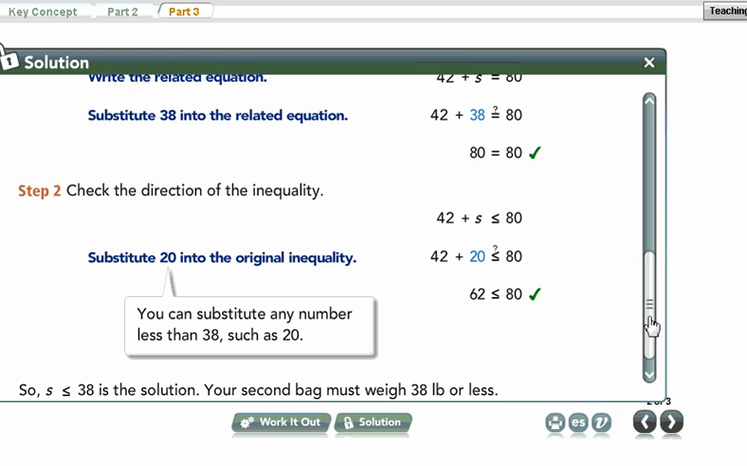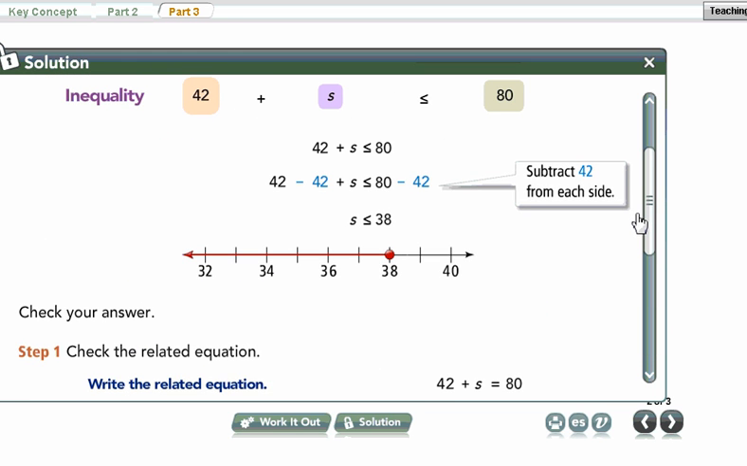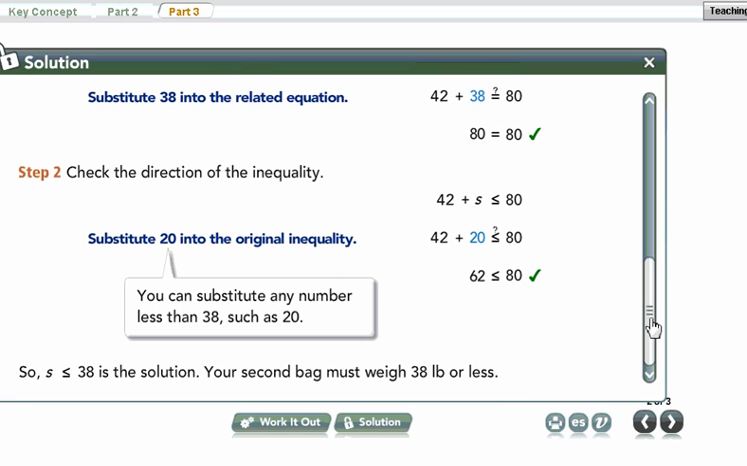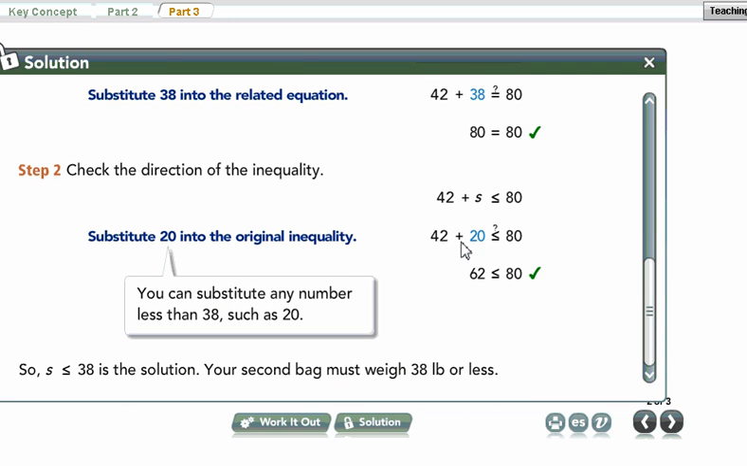And then when I go and pick a different number that would be on there, 20 way over here is the number that they have chosen. So 42 plus 20 is in fact less than 80 because it's only 62. So both of these checked. So we know that our bag has to be less than or equal to 38 pounds, not 38.1, 38 or less.